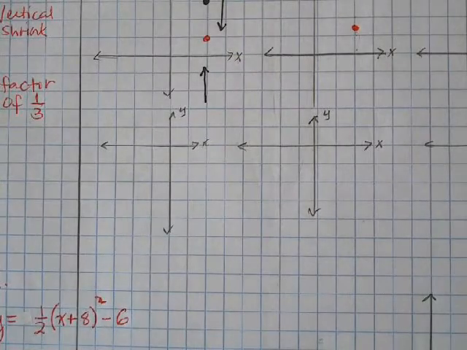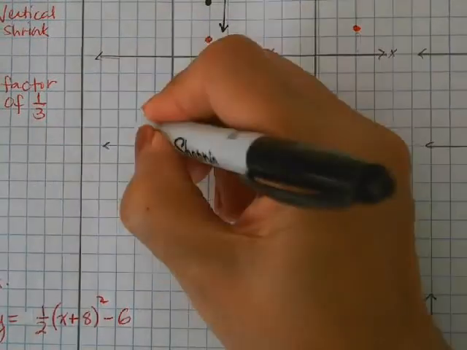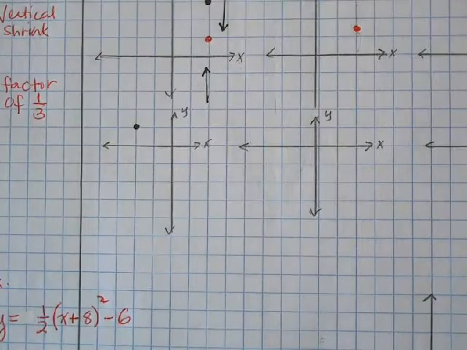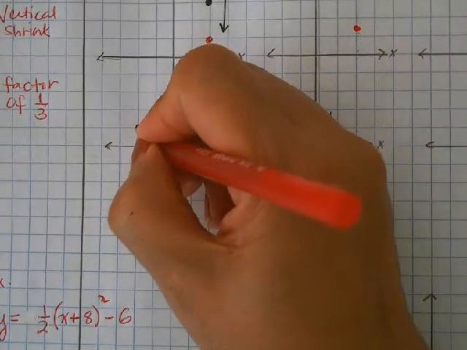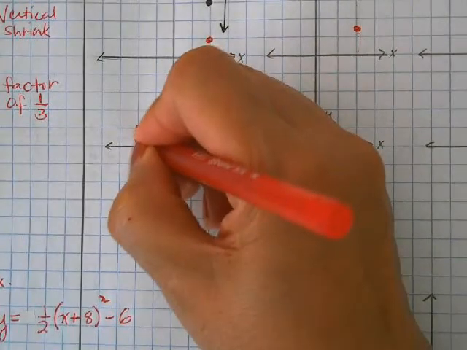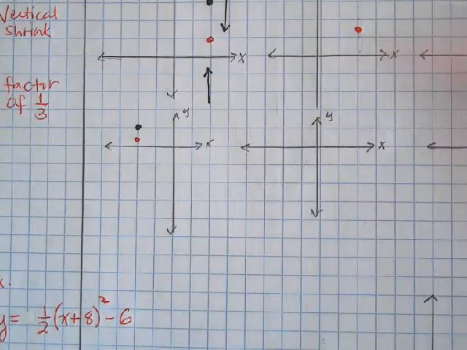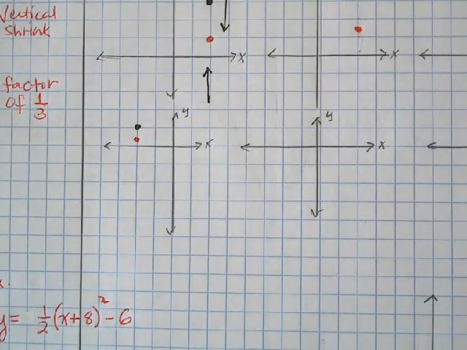What about if your point is at point 1? Let's say here 1. So where will it be? Divide that by 3. It will be here, your new point. Divide 1 by 3. Just approximate it.